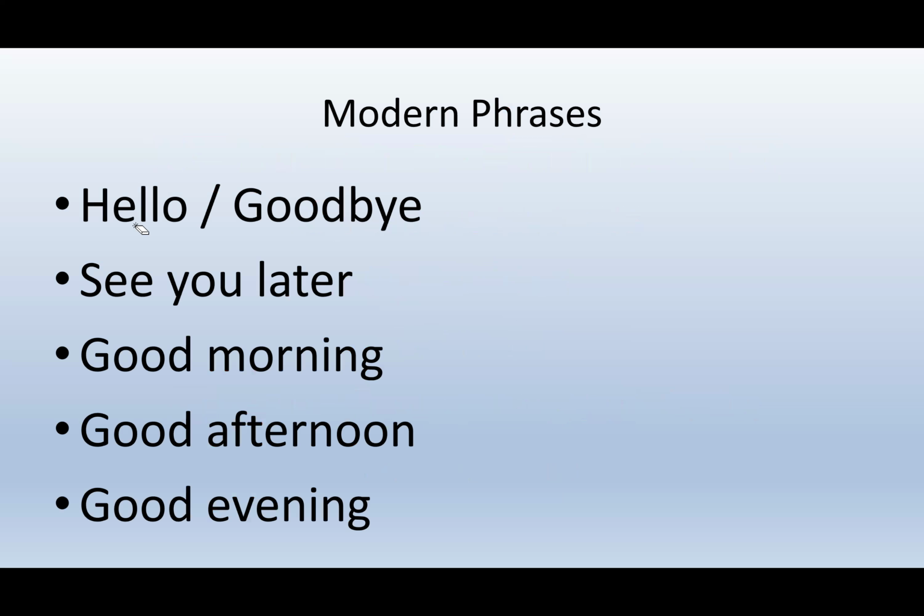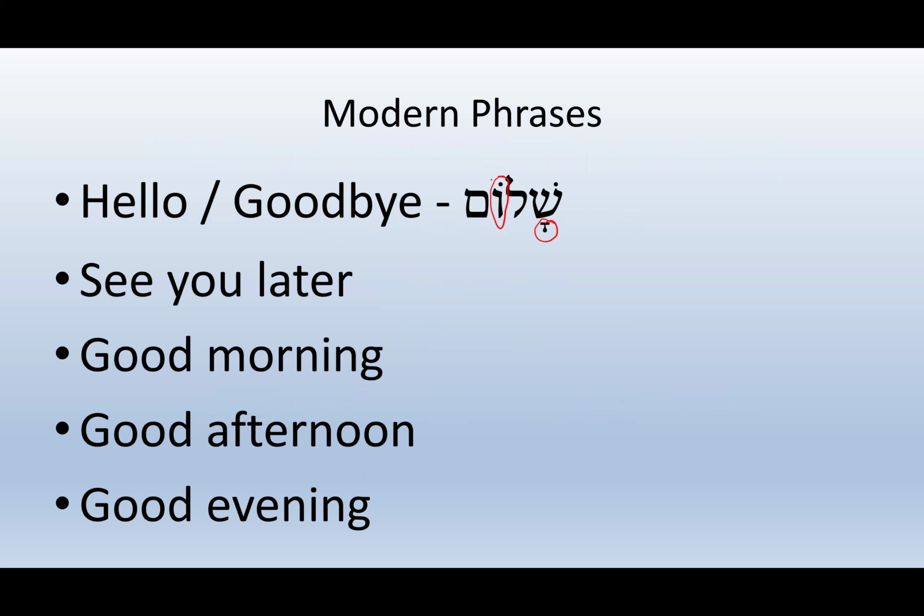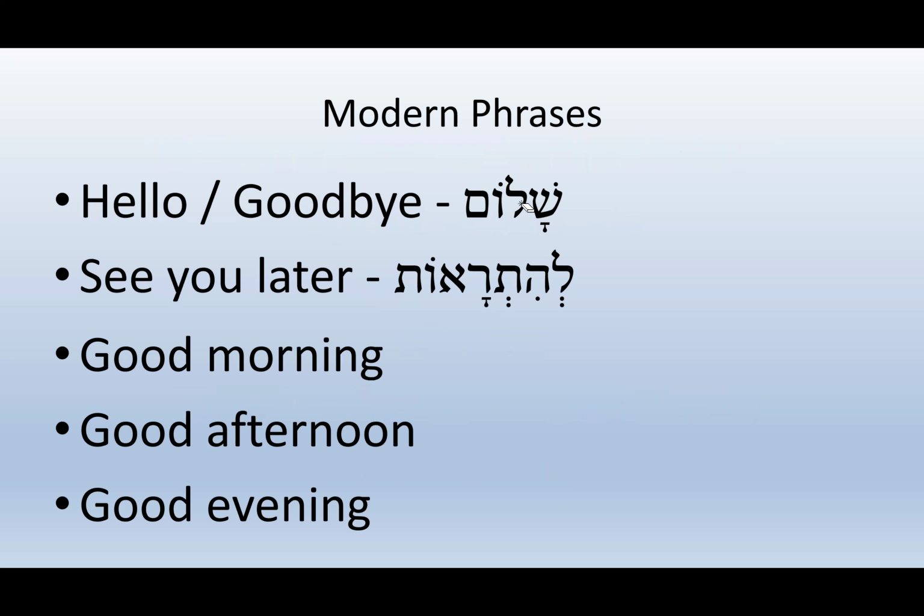So to review the modern phrases we looked at last week, we said hello, goodbye. And I don't think this was a big surprise to anybody. It's shalom. And you'll see here that we have a vowel there and a vowel here. We're going to talk about those. You'll get to learn what they are. So shalom, you use that for hello, goodbye. We also learned lehitraot, or in some cases in Israel, they will slur the word, or shorten it up and just say litraot. But somebody who enunciates their words properly will say lehitraot. That means see you later, literally to be seeing you, but they use it as see you later.